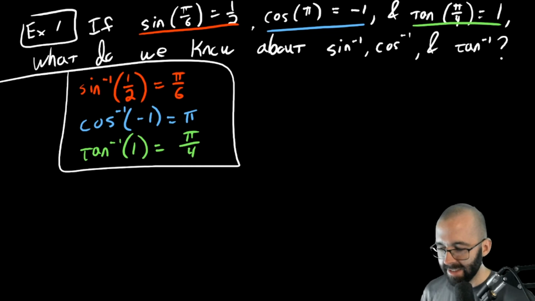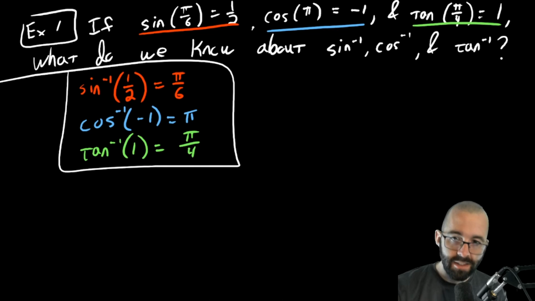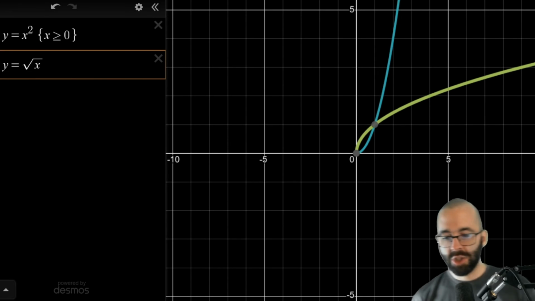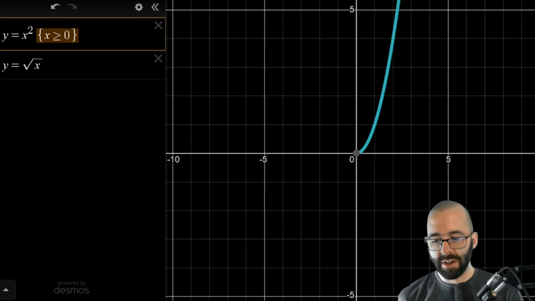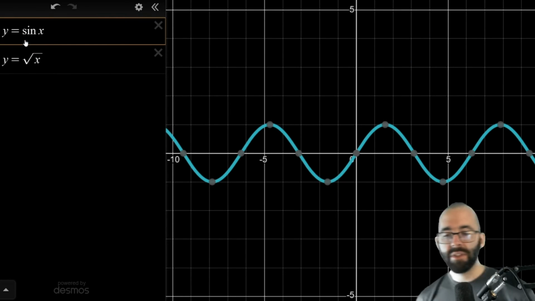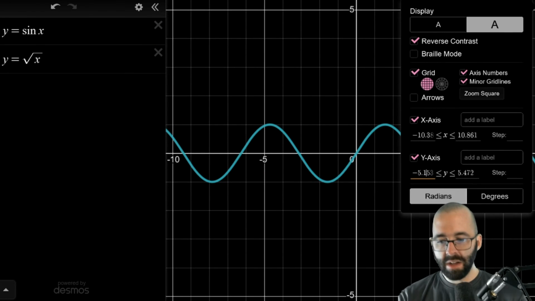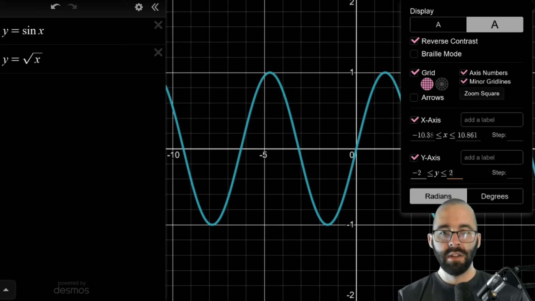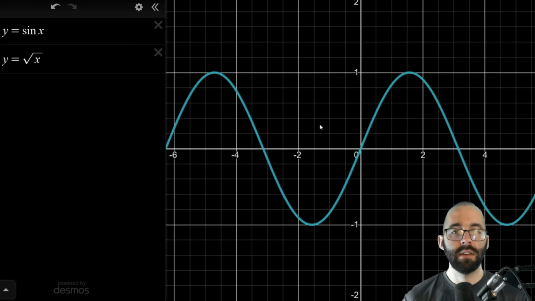Let's go back to that pesky little issue of the horizontal line test. We're going to talk about restricting the domains of inverse trig functions. Let's start with sine of x. We talked about the graph of sine of x, and we said it goes from -1 to 1. So let's zoom in a little bit, and it has a period of 2 pi.